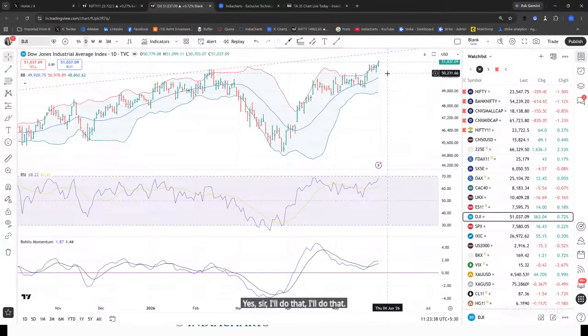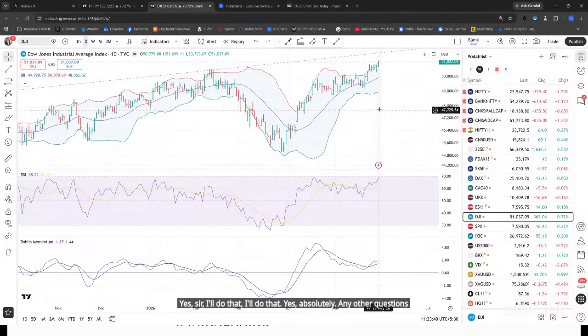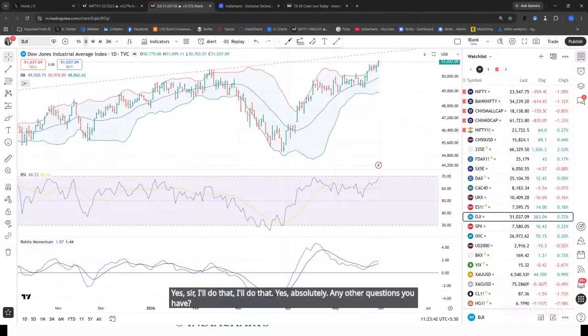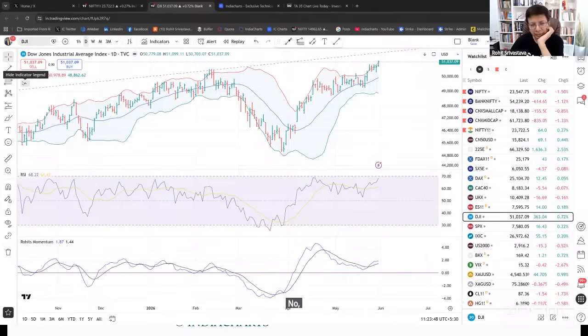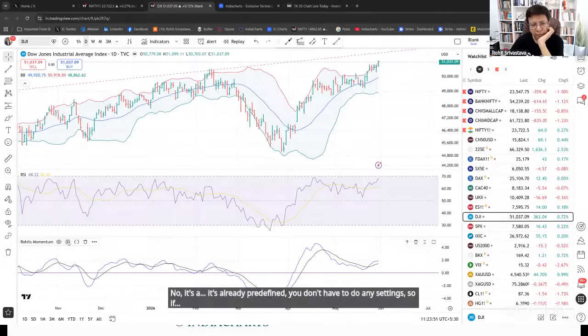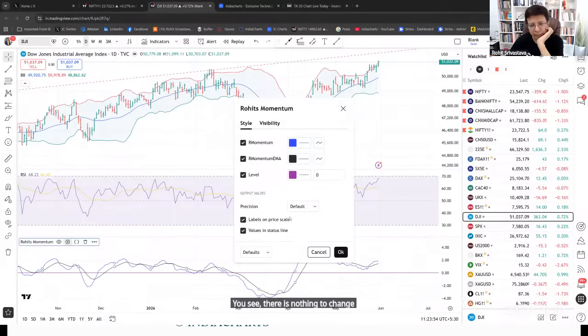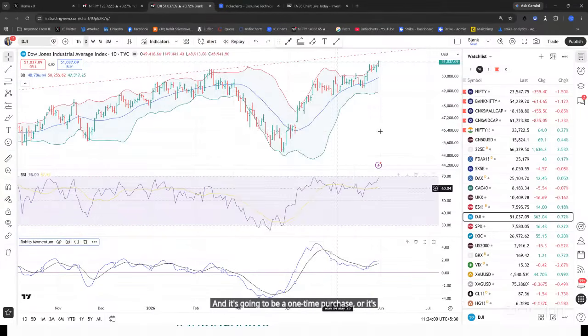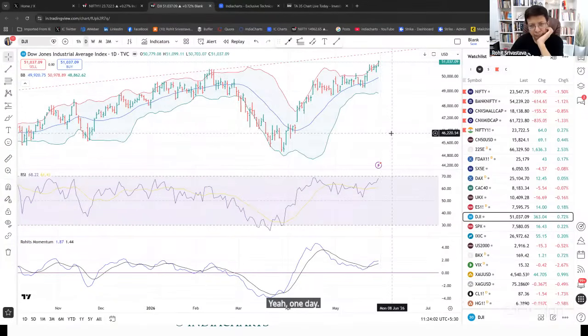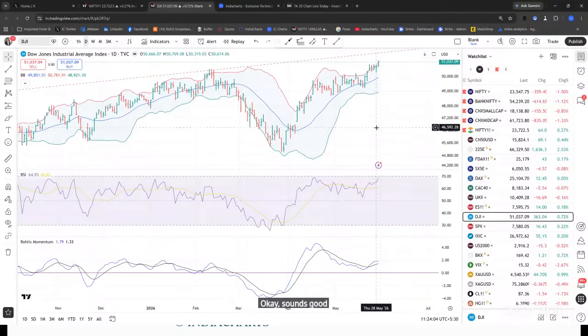Yes, absolutely. Any other question, Dilip sir? No, that's all. And if there are any settings that need to be changed on the RMI indicator? No, it's already predefined. You don't have to do any settings. There is nothing to change, really speaking. Okay, sounds good. And is it going to be a one-time purchase? Yeah, one time. Okay, sounds good.